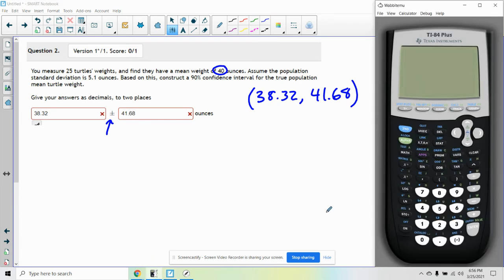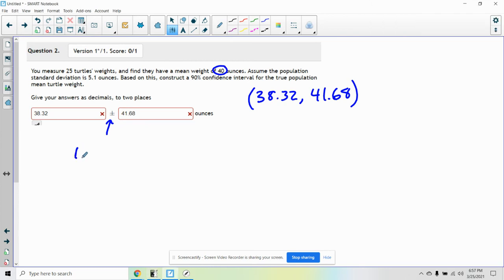Right? If you want to check it, you can just say, all right, let's find the average of those two numbers. So we'll say 38.32 plus 41.68. Divide that by 2, and you get 40. So that's our point estimate. 40 is going to be our point estimate. And this is going to be 40 plus or minus. What number am I subtracting and adding to get these two numbers? Well, if you look at this guy, it's pretty obvious you're just adding 1.68.